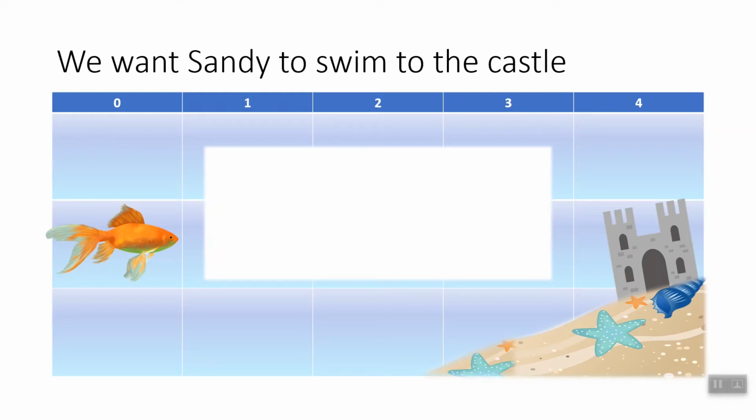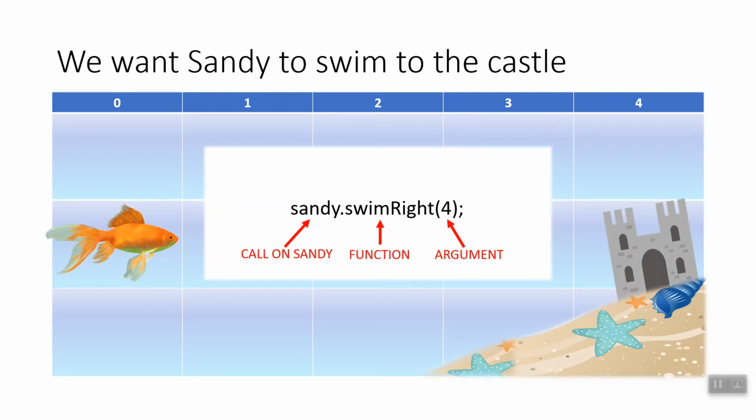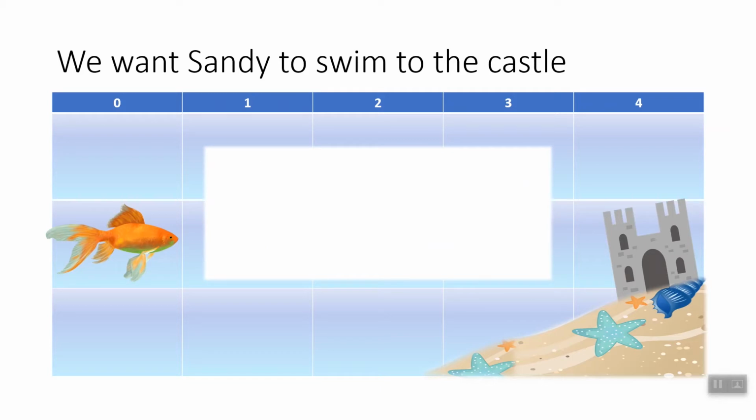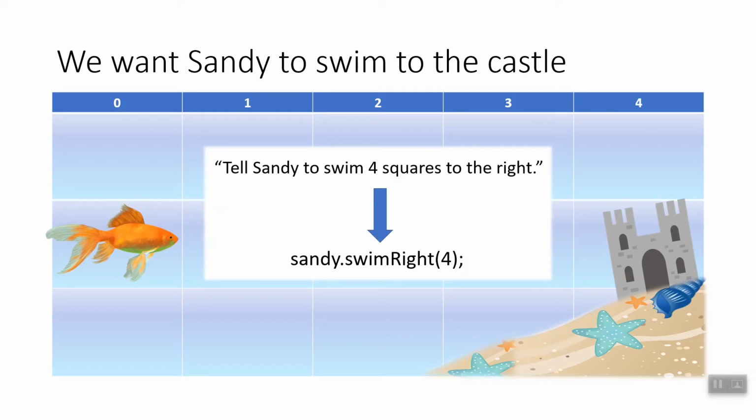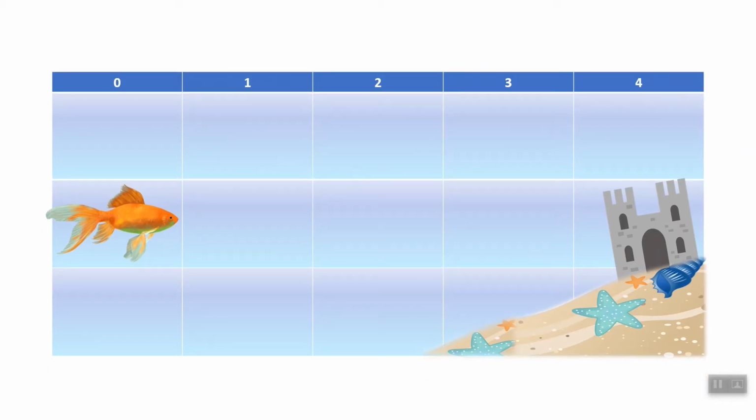To communicate with our fish, we'll use the basic syntax sandy.swimRight(4). This calls swimRight on Sandy and says to swim 4 squares to the right. Now we've gone from tell Sandy to swim 4 squares to the right to Sandy swim right 4. If we imagine this and plot it out by hand, we see that Sandy makes it to the castle.